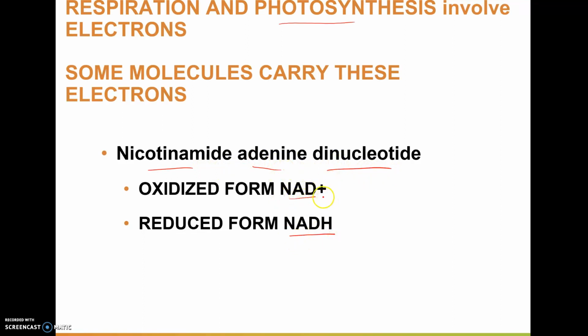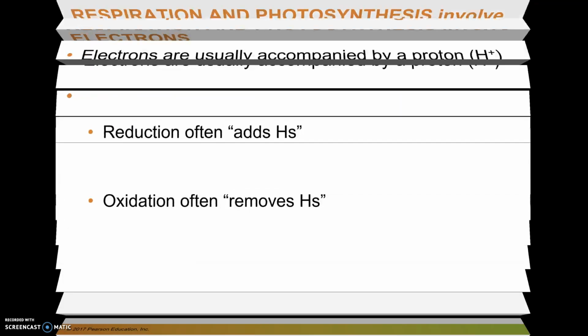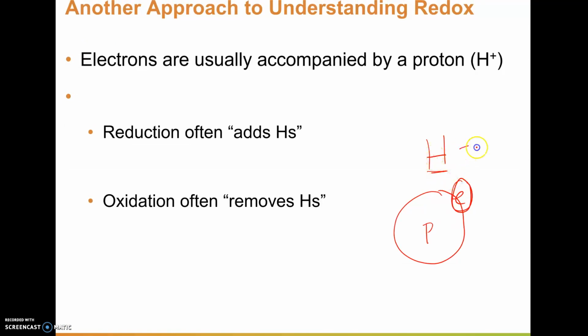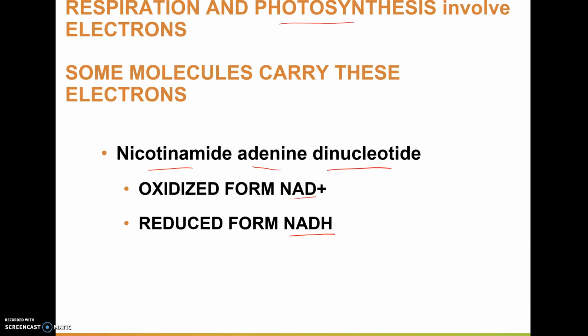In one form, it has this positive charge without an H, and in the other form, it has an H on it. When you see the H, remember what we said in the previous slide. We said that the H means that you have an electron, so that would mean that you have a reduced form of the molecule. So let's go back over here. When the H exists, it's reduced, and reduced means it's holding an electron. When we see the H missing, we say that's the oxidized form, and in this case, it lost the electron.